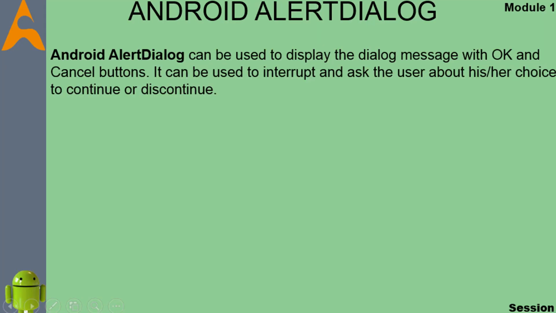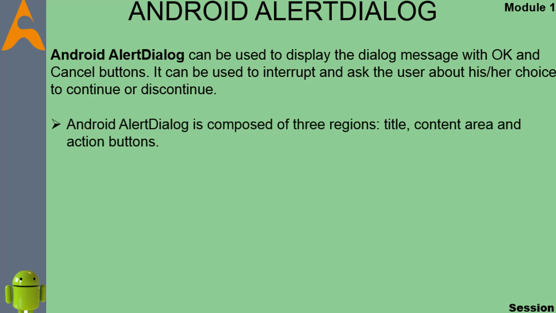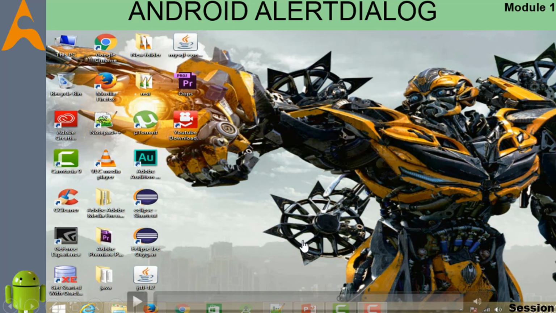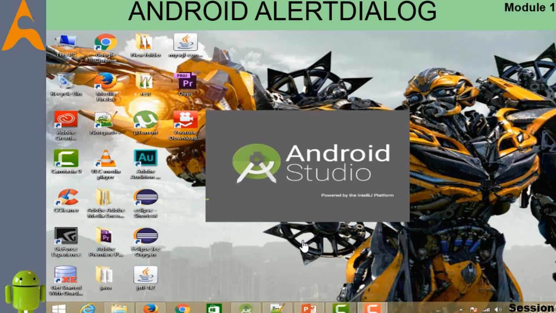Now we will see alert dialog box. Android alert dialog can be used to display the dialog message with OK and cancel buttons. It can be used to interrupt and ask the user about his or her choice to continue or discontinue. Android alert dialog is composed of three regions: title, content area, and action buttons. Android alert dialog is the subclass of Dialog class. Let's understand it with an example. Follow the steps shown, I will provide you the program codes. Try to do it along with the video.